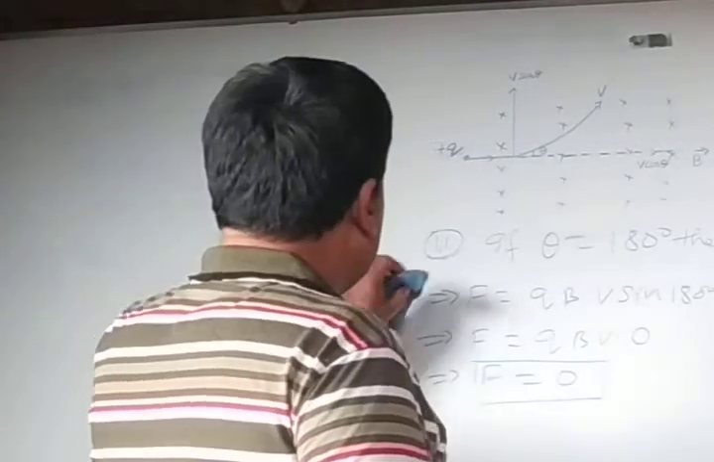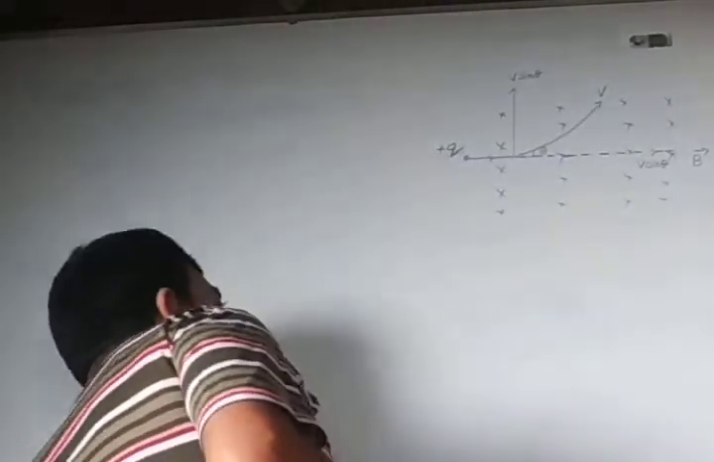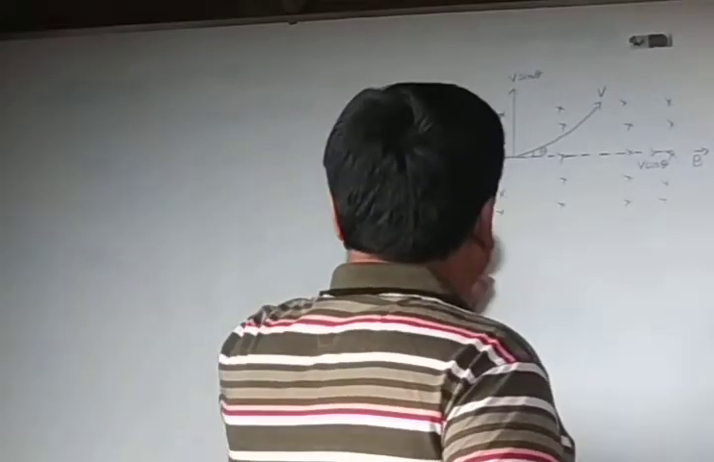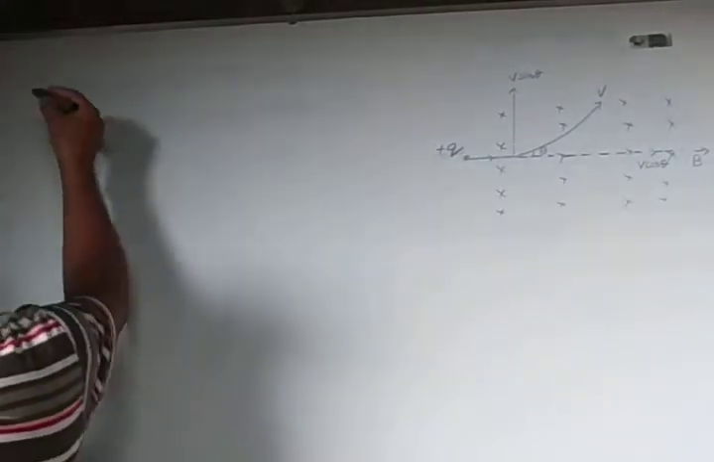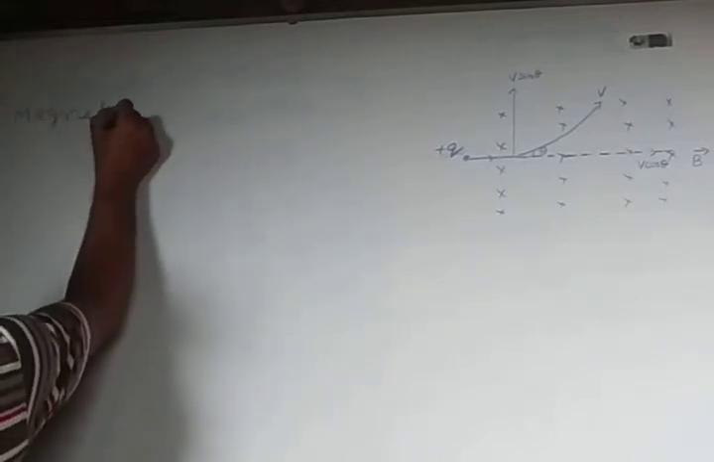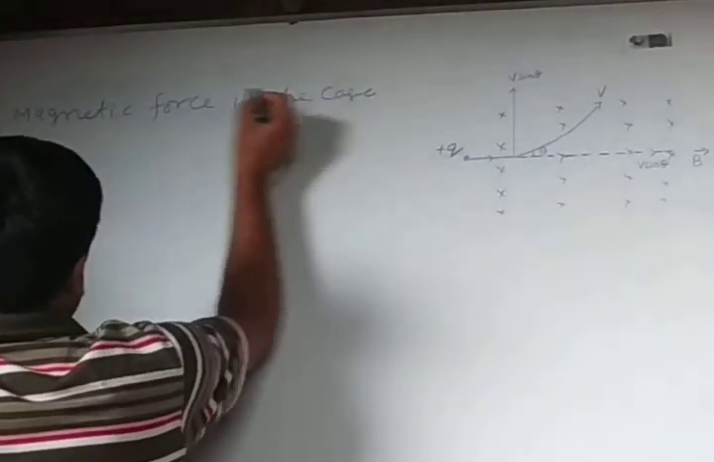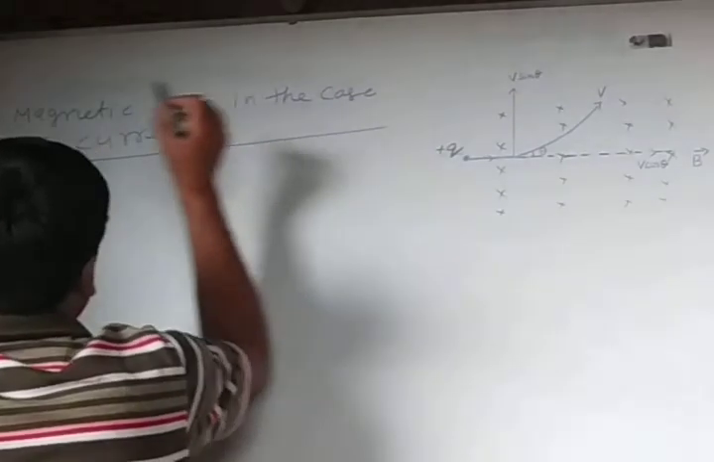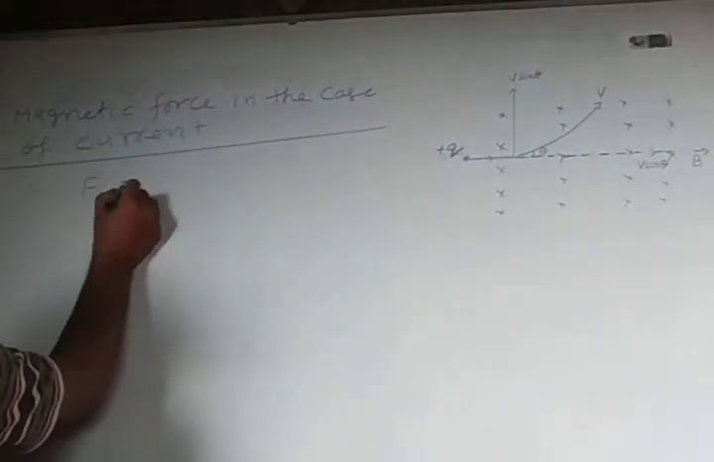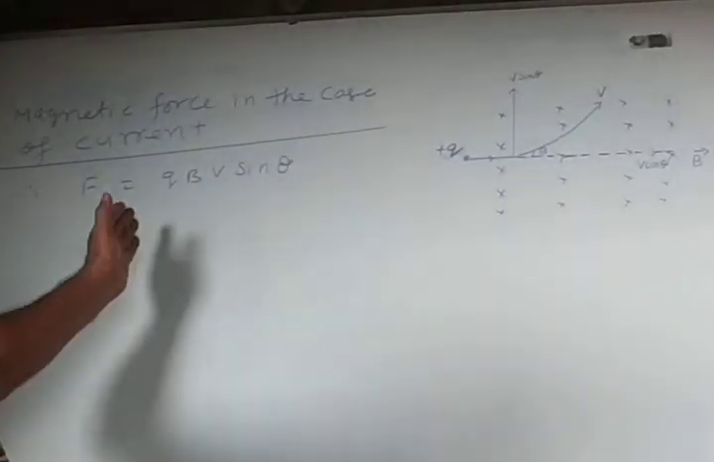We can also derive this formula in the case of current. Magnetic force in the case of current. Okay? We know that F is equal to Q B V sin theta. It is clear? Okay?